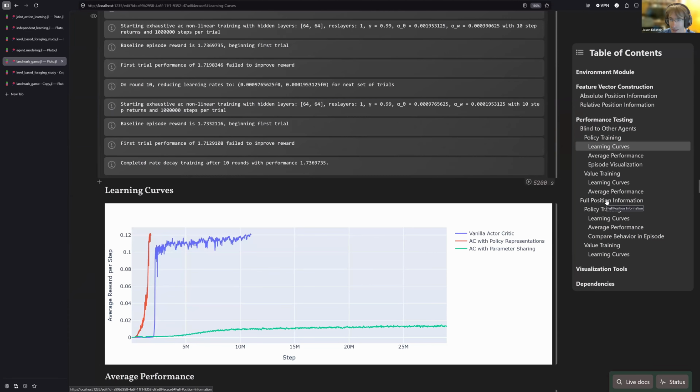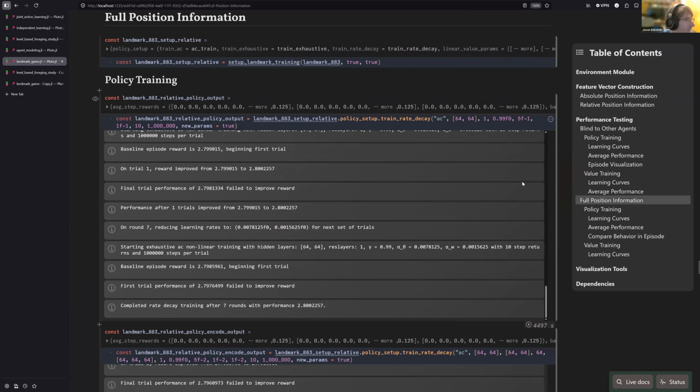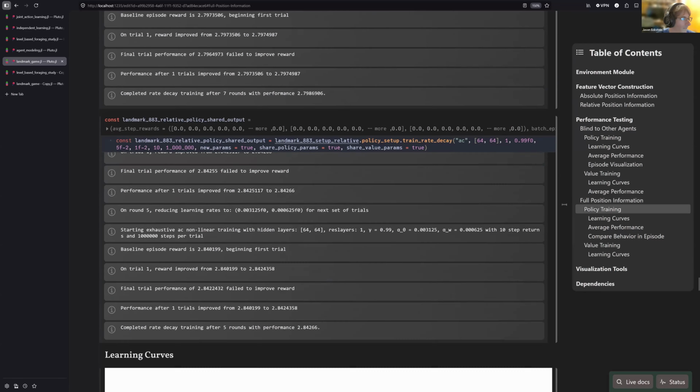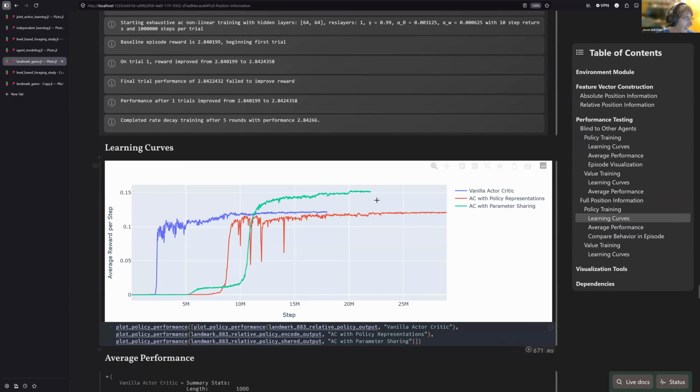But I said that if the agents have access to full position information, so they could see the position of other agents, then it changes the problem. We can see here learning curves for this. Now we have a situation where this is a strongly homogeneous task. There is an optimal solution here. The optimal solution should be one in which the policy functions are identical because the agents are all interchangeable, and there's enough information in where the other agents are to actually split up optimally.